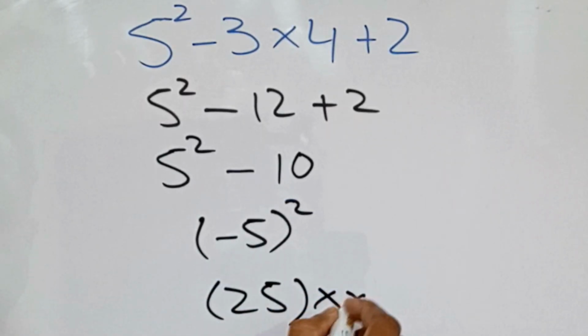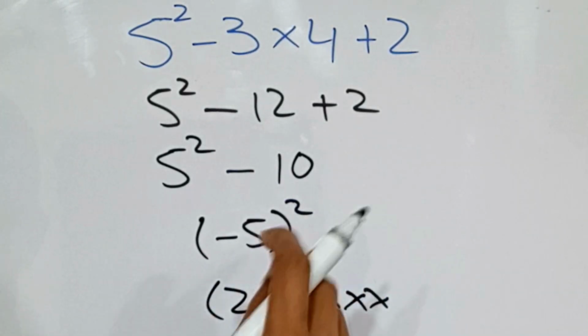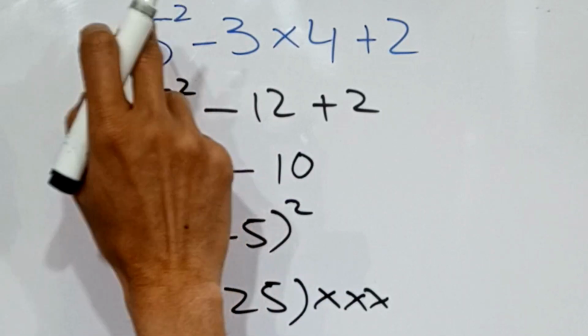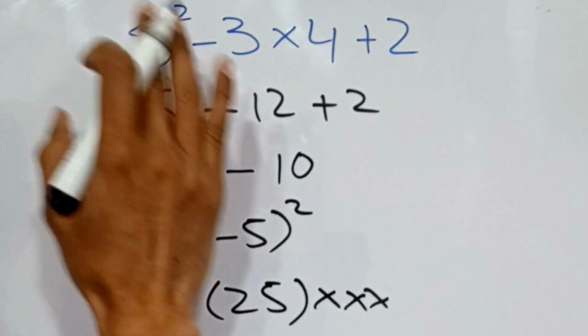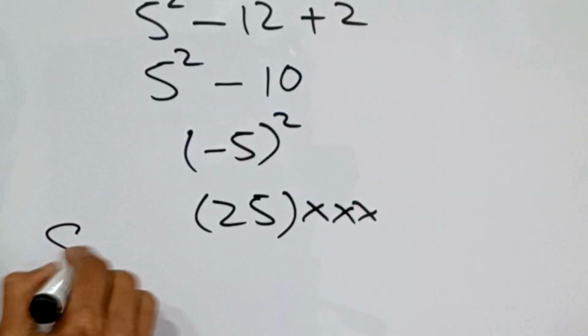This gives us a 25, but this is wrong. The exponent applies only to 5, right? Not to the whole expression. Exponents must be done first. So solve again.